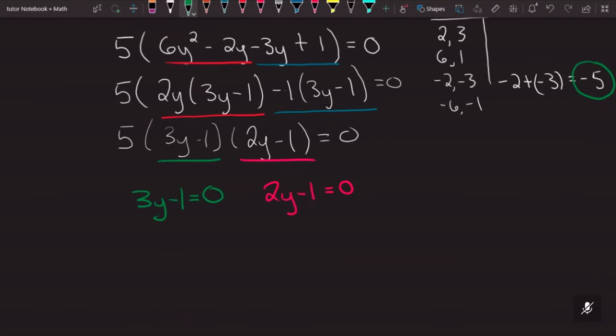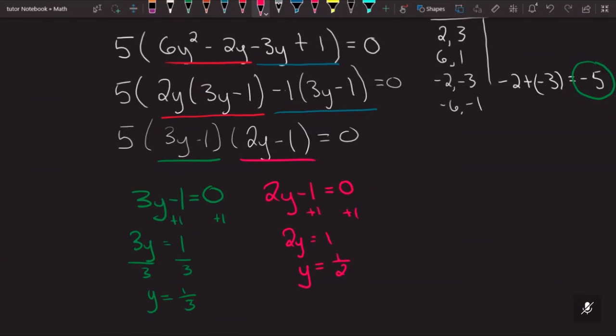Now we're going to solve each of these equations for y. So we add 1 to both sides. 3y is equal to 1. Now we divide both sides by 3, and we get y is equal to 1/3. Now in the other equation, we're going to add 1 to both sides. And we're going to get 2y equals 1. After dividing both sides by 2, we see that y is equal to 1/2.